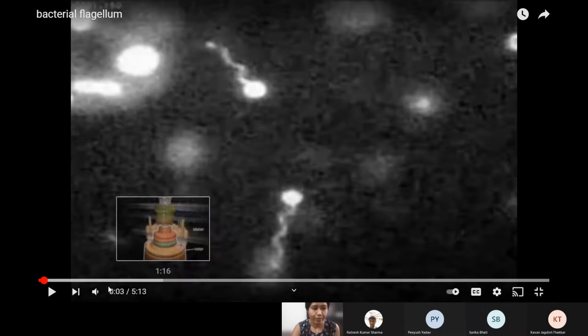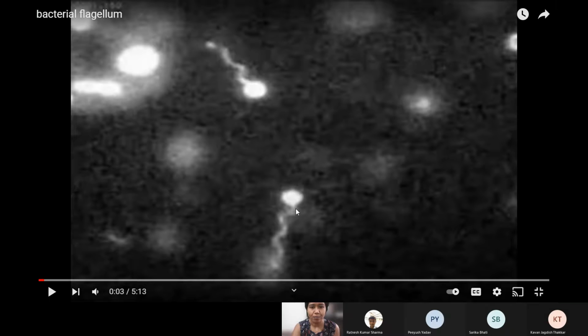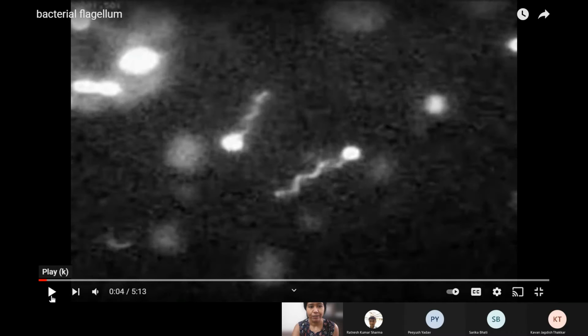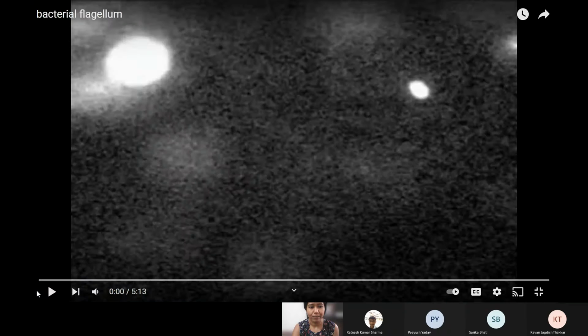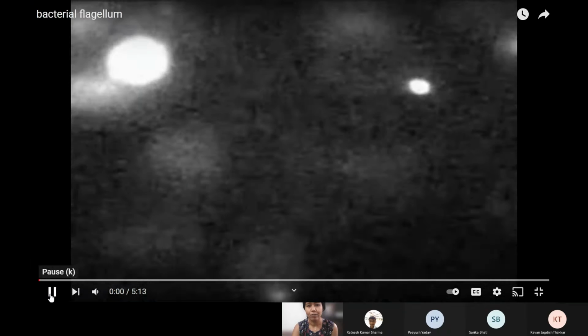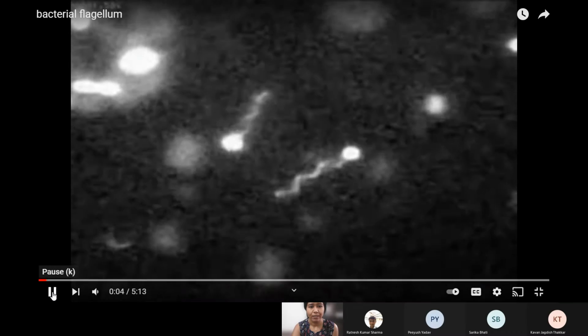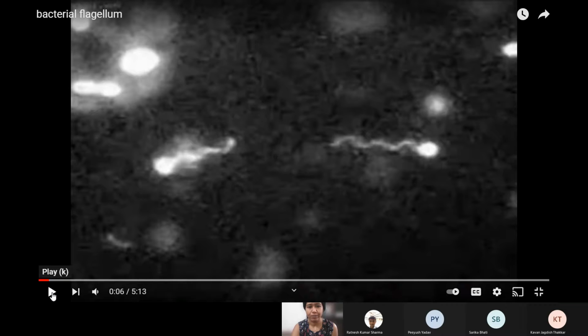Okay, so these blobs are actually bacteria, and this tail is the flagella of the bacteria. So what I'm doing now is playing to you the way the bacteria is going to move. Just have a look at it. So this is a bacteria that is moving in an aqueous environment, right?